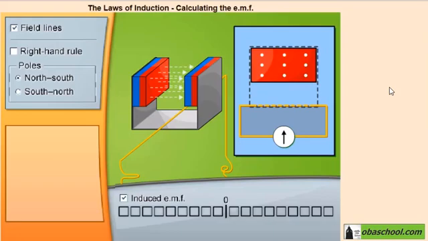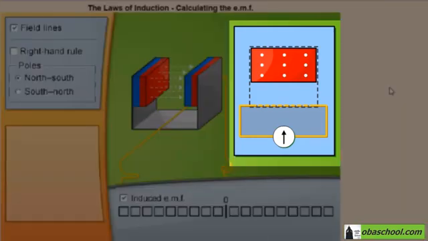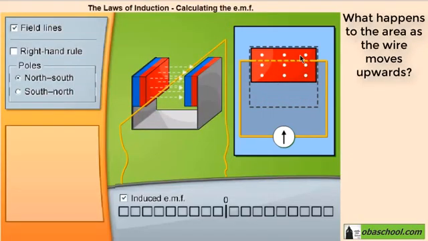Hello! In this interactivity, we're going to calculate the electromotive force. In the right-hand diagram, drag the wire upwards through the magnetic field and look at the gray shaded area inside the yellow circuit. What happens to the area as the wire moves upwards?